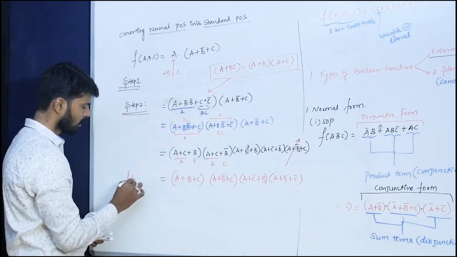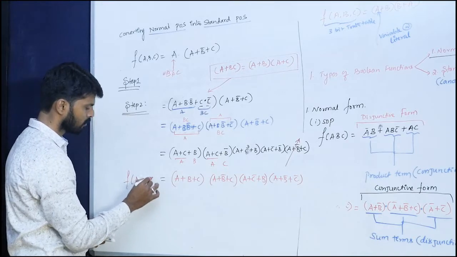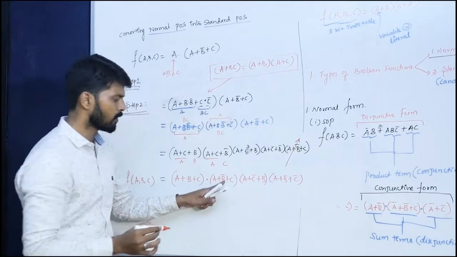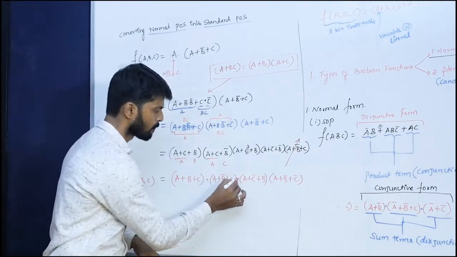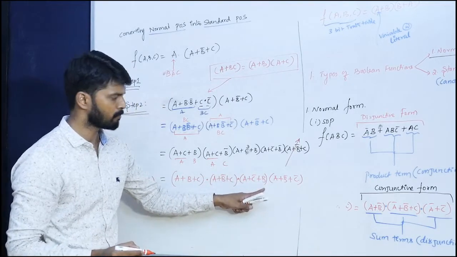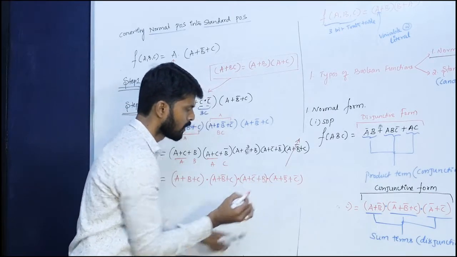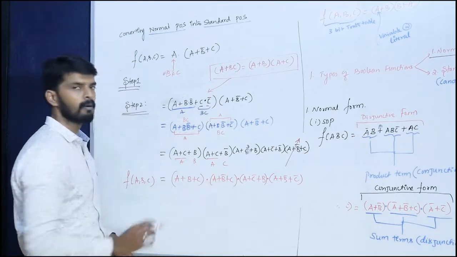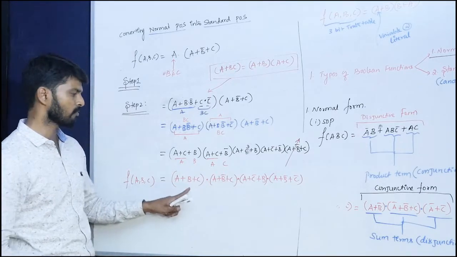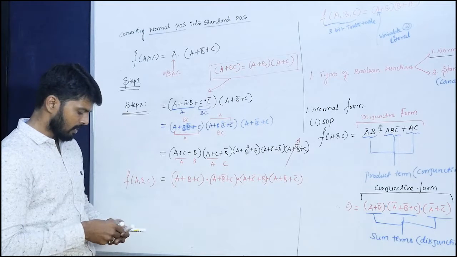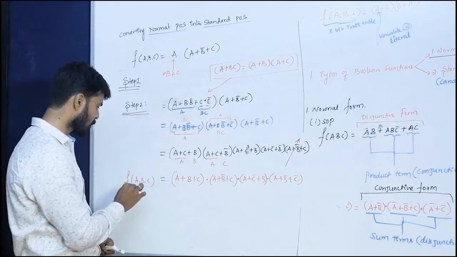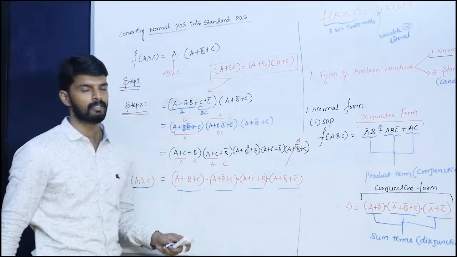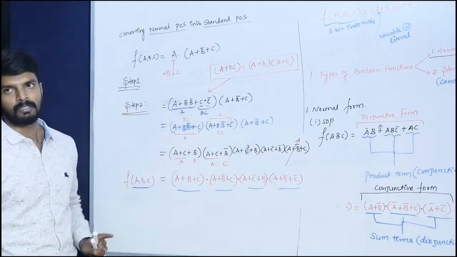So f of ABC is equal to A plus B plus C into A plus B bar plus C into A plus C bar plus B into A plus B bar plus C bar. This is the standard POS equation. Standard POS, why? Because each and every variable of the function is present in each and every term of the Boolean equation. So this is the standard POS equation.